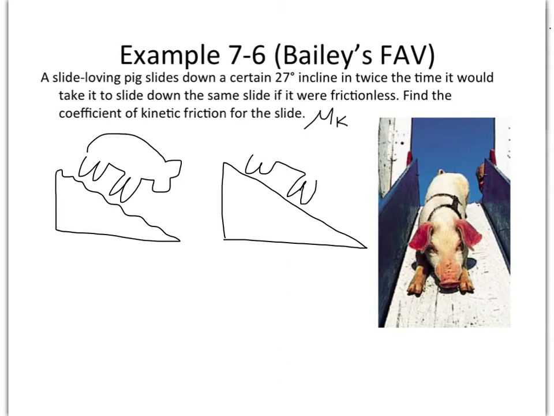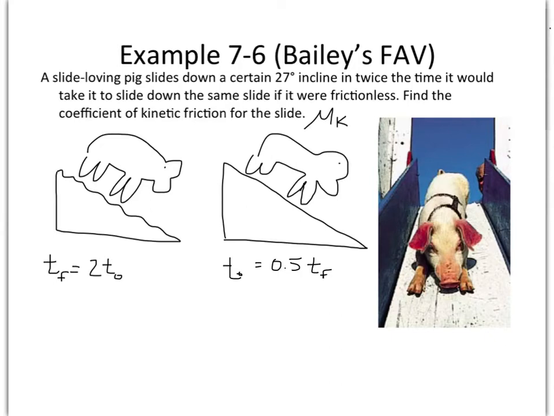All right, here's a pig again, sliding down, and so this time, the time it takes this pig with friction equals 2 times the amount of time it takes without friction. All right, so this one goes down like that. This one goes down twice as fast. So we can say, okay, well, time without friction is 1/2 or 0.5 times the time with friction.